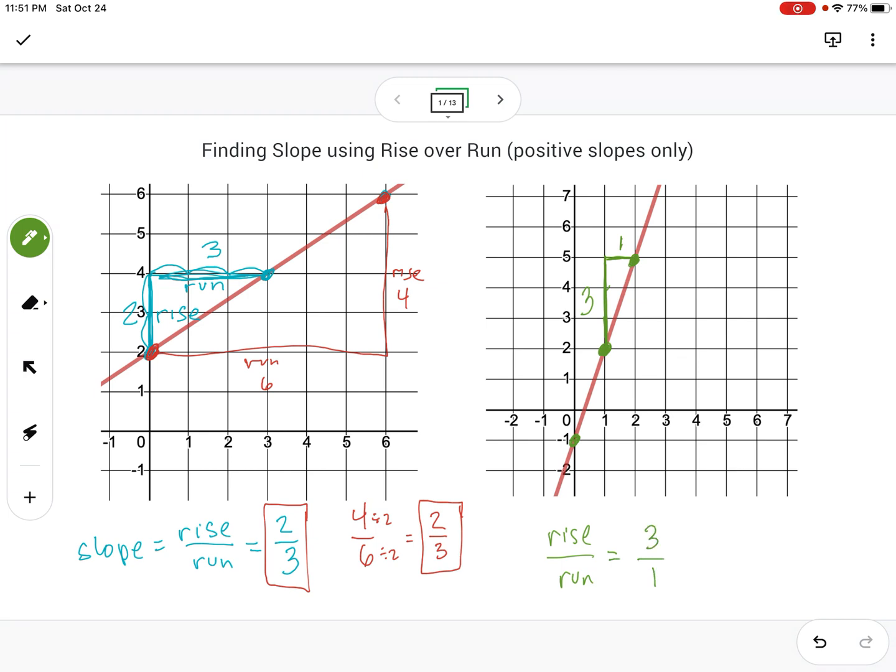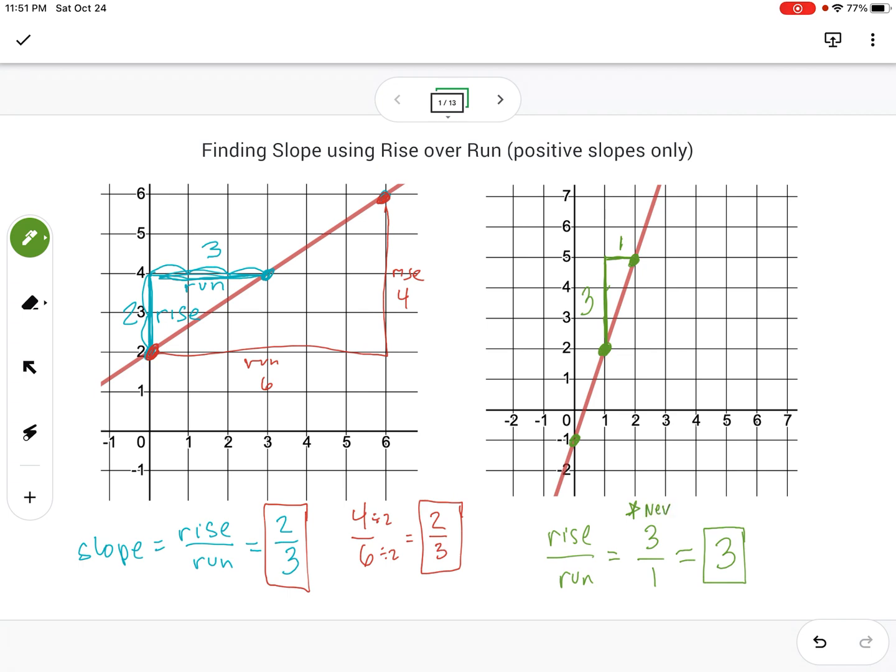Okay, now this is not the answer. 3 over 1 is not the answer. Okay, if you type 3 over 1, it's going to be counted wrong because it's not simplified. 3 over 1 means 3 divided by 1. That's just 3. So if you ever have a number over 1, it's just that number. Okay, so that's like another thing to put in your notes, right?